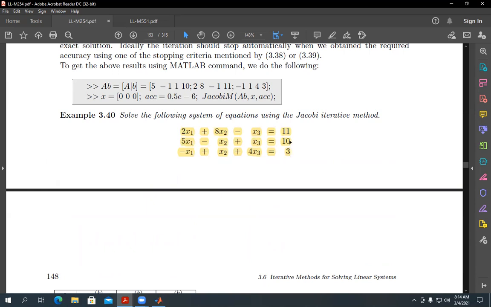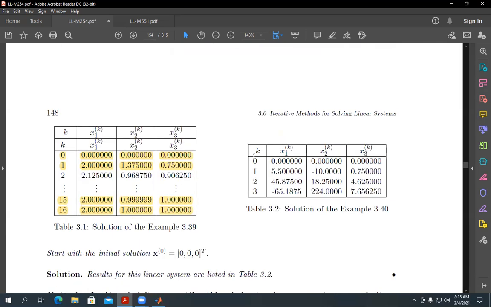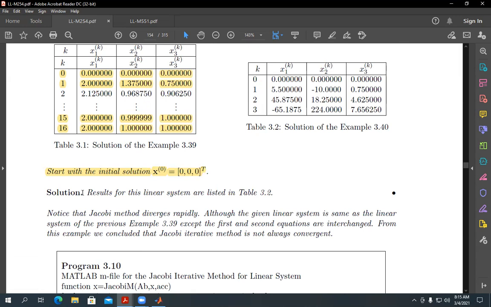We have 2x1 in this, and then you can find in the same way the formula for x1 from the first equation, the formula for x2 from the second equation, the formula for x3 from the third equation, and then you can work on that one here. Use the same accuracy here, and inshallah, start with this one. And then he says the result of this example is given in table 3.2. This is the result given here.